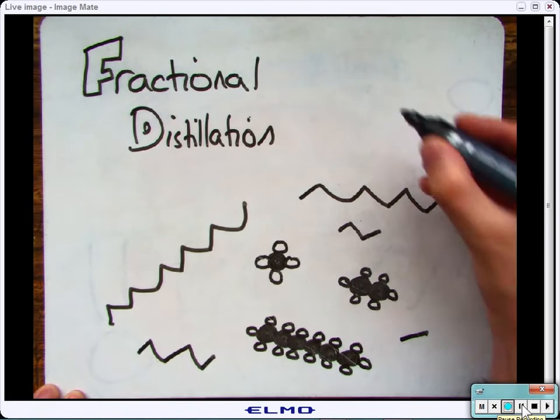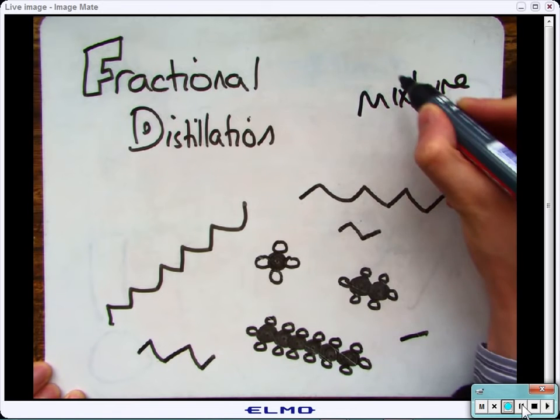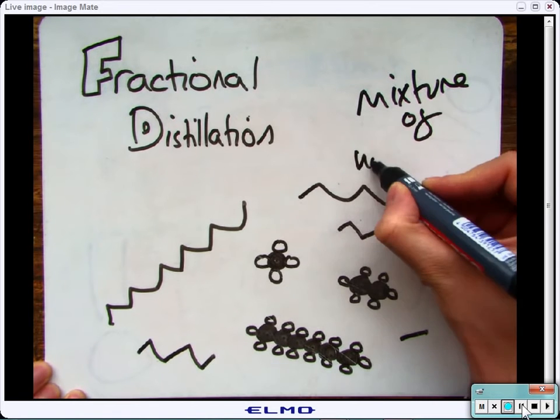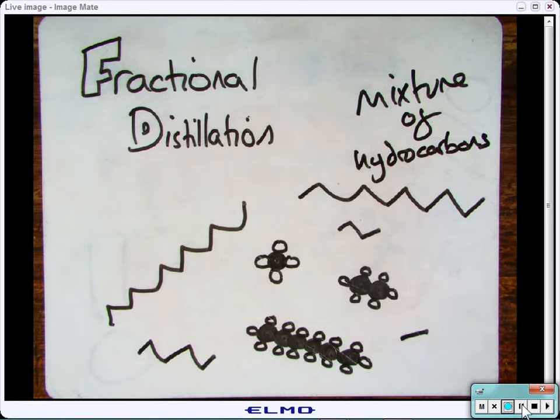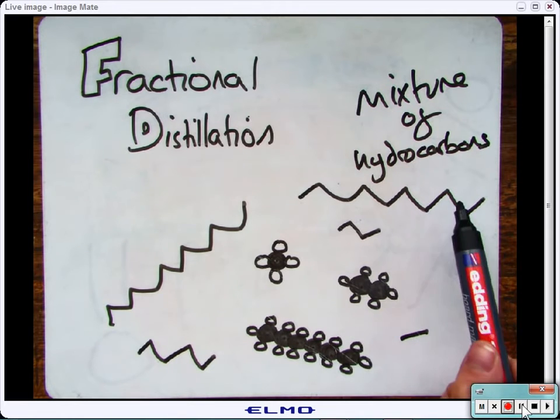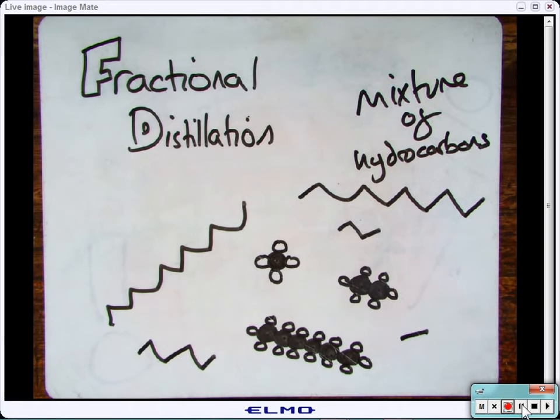Now crude oil is a mixture of hydrocarbons. What that means is there's lots of different types of hydrocarbons in there, different sizes, different shapes, and not chemically bonded together, which means they can be separated, and they're separated by boiling point.